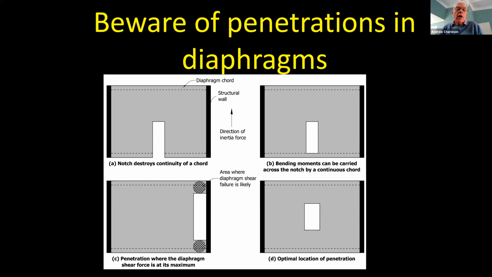Have you got an atrium in your building? Be careful. Have you got large elevators or stairs? Be careful where that penetration is. You can have these penetrations as long as your floor slab is strong enough to tie everything together. No problem.